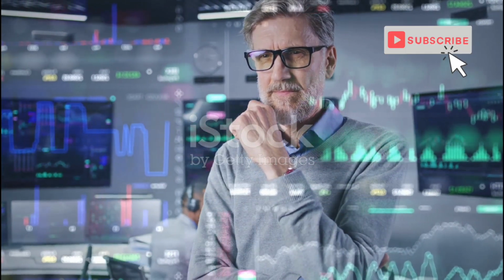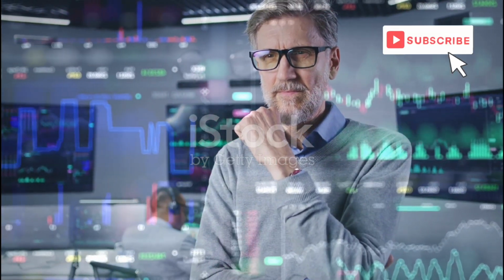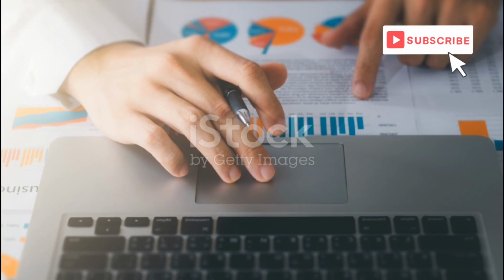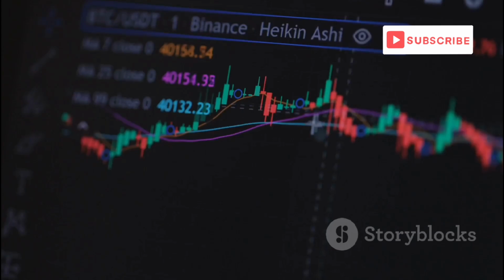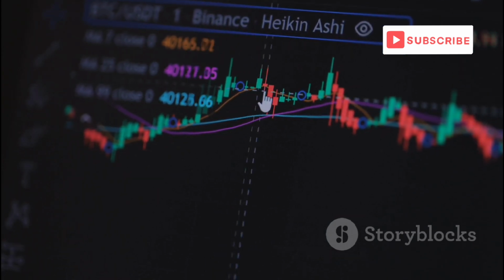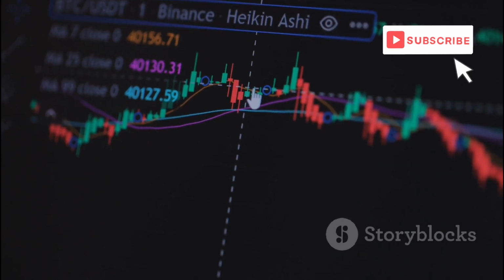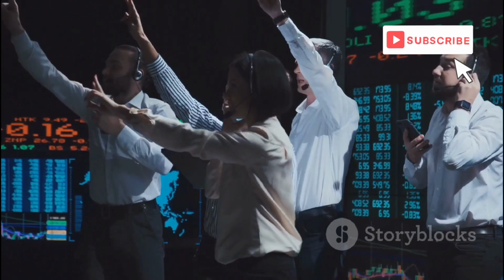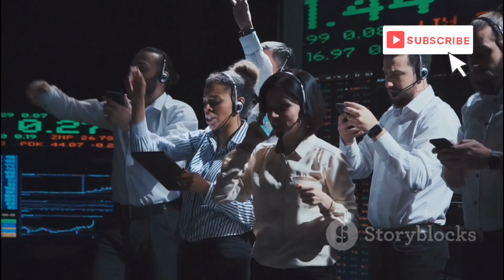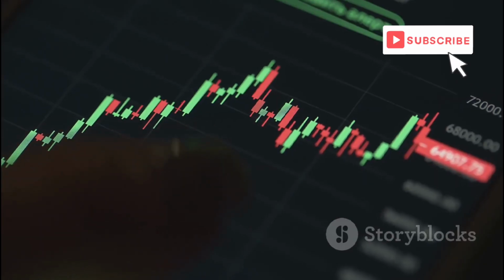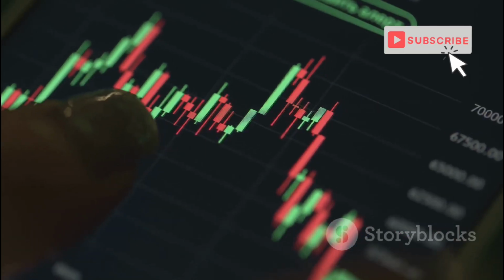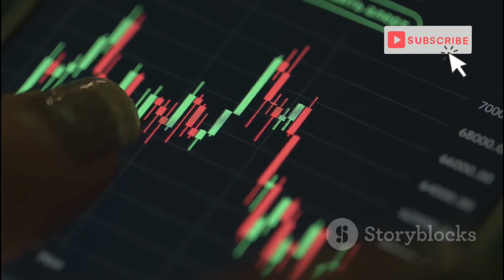Section 8. Technical analysis and its assumptions. While fundamental analysis focuses on a company's intrinsic value, technical analysis takes a different approach. It involves studying historical price and volume data to identify patterns and trends that can predict future price movements. Technical analysts believe that market psychology and investor sentiment play a significant role in driving stock prices. They use charts, indicators, and other tools to decipher these patterns and make trading decisions based on probabilities.